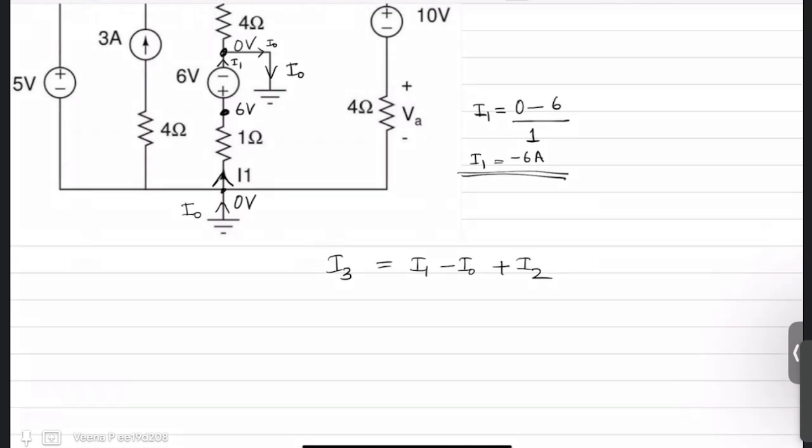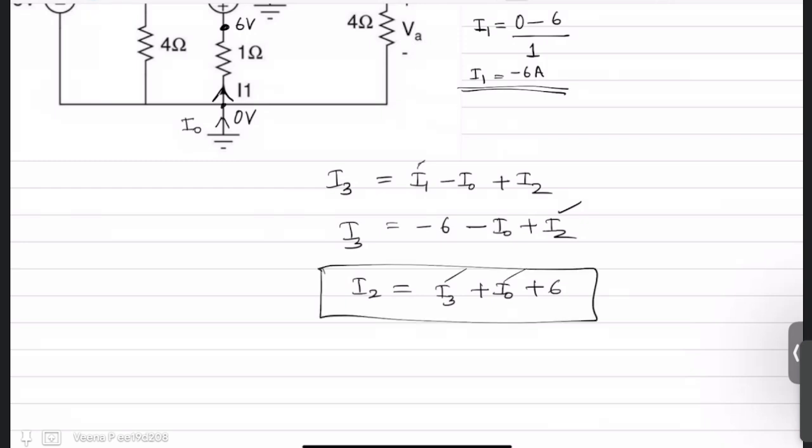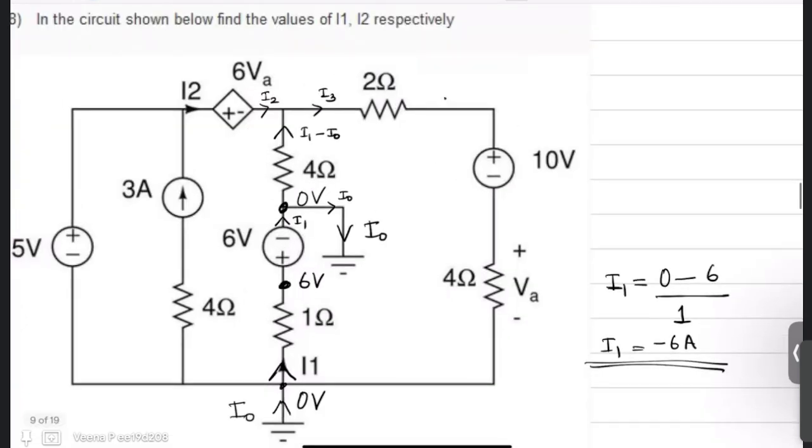Now you already found out your I1. I1 is minus 6, minus I0 plus I2. You are asked to find I2. So I2 is I3 plus I0 plus 6. So if you are able to find I3 and I0, you can find I2. Now what is I3? I3 is this current and I0 is this current. So now I have to find both of them. Let us solve.